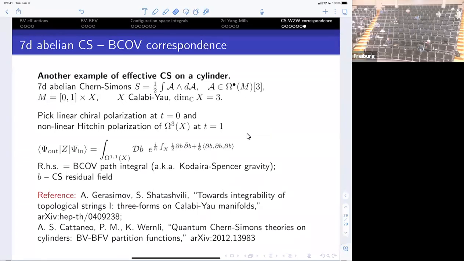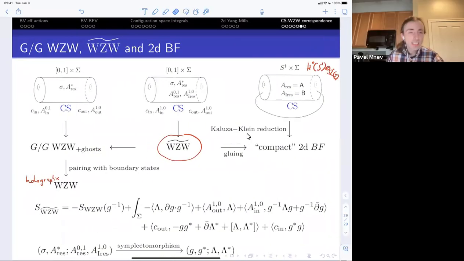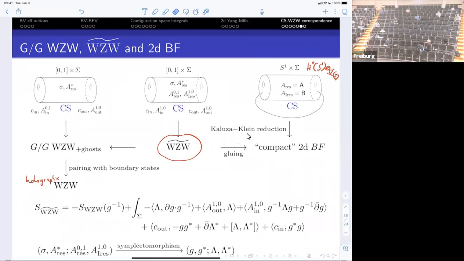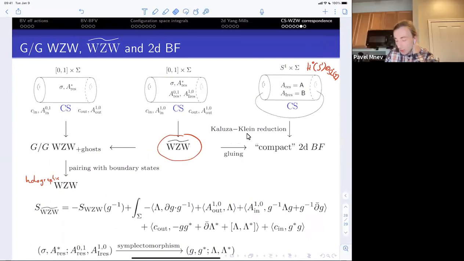So my question is, here with the Chern-Simons on a cylinder, the sigma has no boundary, right? Yes, sigma has no boundary. So is this just for simplicity right now, or have you thought about the case where sigma has a boundary? It is for simplicity right now, and this is sort of a thing in progress.